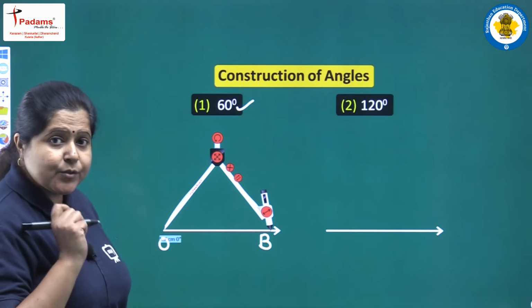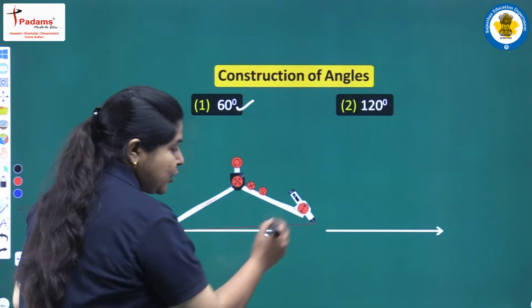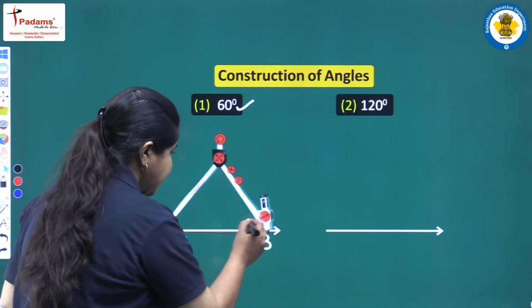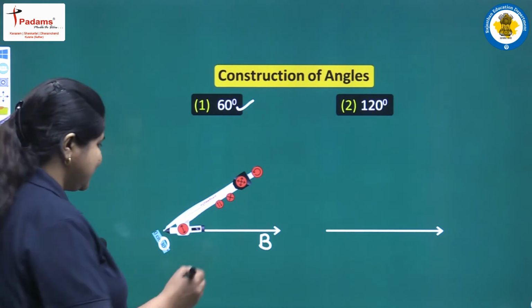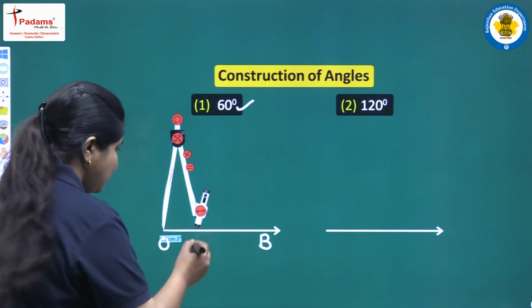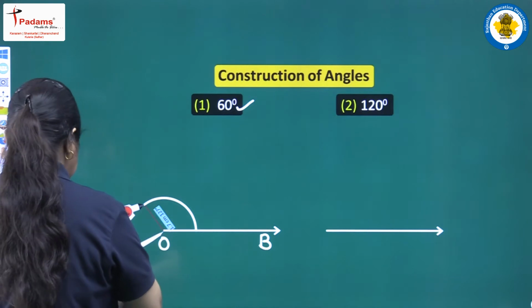What do you mean by a suitable radius? It means that the radius should neither be too long that it becomes difficult to draw an arc, and it should neither be too short that it becomes difficult to draw an arc. The radius should be an appropriate one in this way. And now we will draw an arc in this manner.